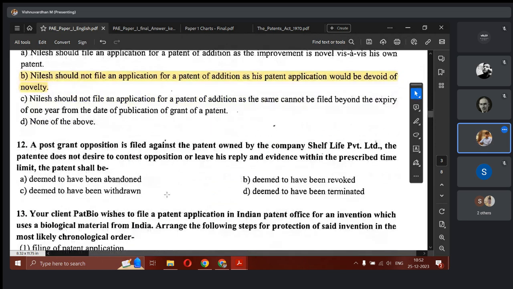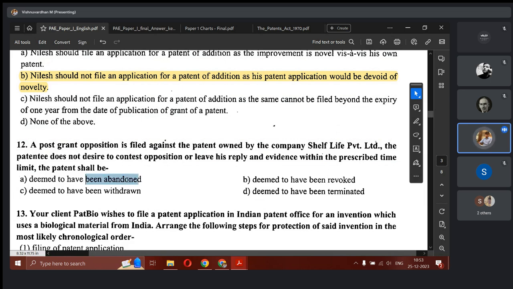Cool. Question 12. A post-grant opposition is filed against the patent owned by the company Shelf Life Private Limited. You say post-grant opposition, section 25, clause A, I think, right? Section 25B. 25B is post-grant opposition. That means after the grant of the patent, it is filed against the patent owned by the company Shelf Life Private Limited. The patentee does not desire to contest opposition or file his reply and evidence within the prescribed time limit. The patent shall be... So what happens if you don't respond to the opposition? If you don't contest it or if you don't give a reply, what happens? Ex parte decree, first of all, and second of all, it will be deemed your patent will be revoked, right?